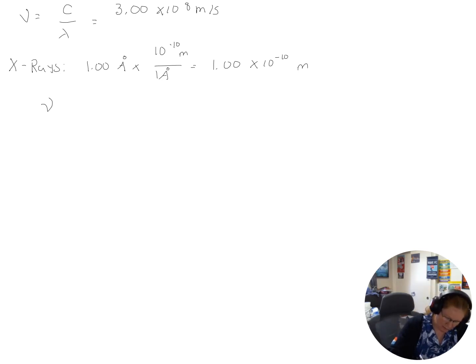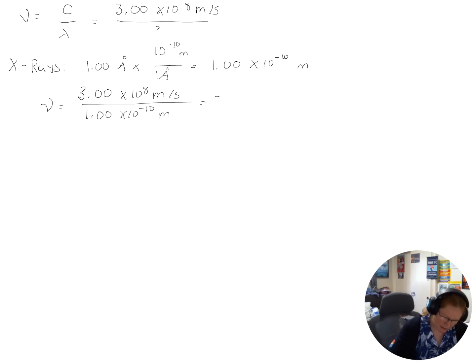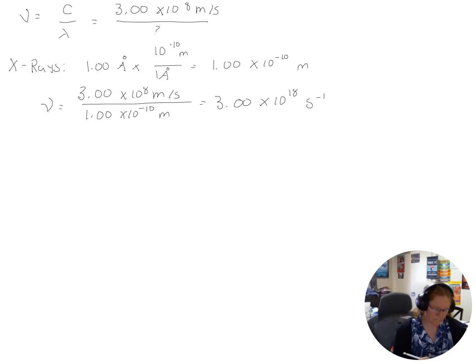All right, so my frequency here, I'm going to get my 3 over whatever we need times 10 to the 8th meters per second over that. And so I'm going to get a frequency here of 3 times 10 to the 18th inverse seconds. Okay? All right, my radio waves.